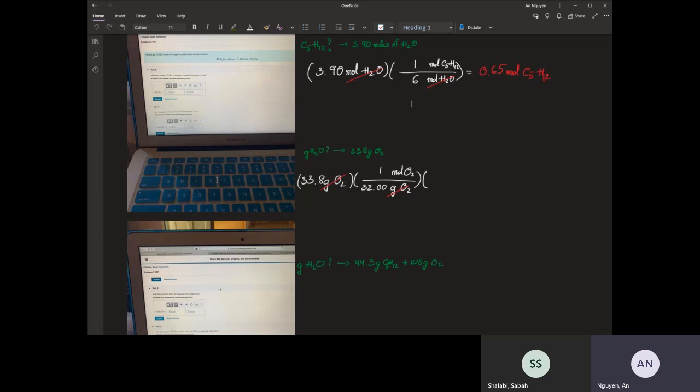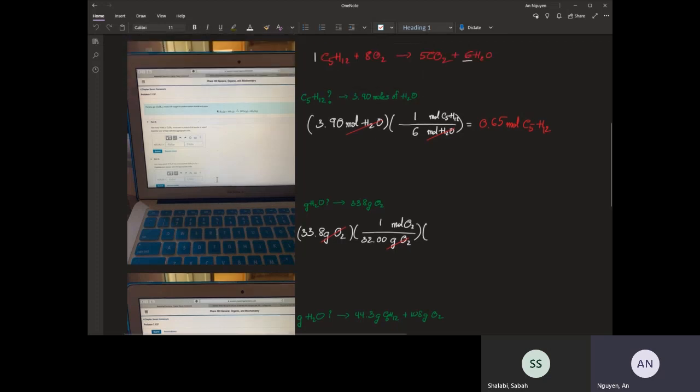So we just look at the balanced equation again. For every 8 moles of oxygen, that would produce 6 moles of water. Do you see it? 8 and 6. So from the balanced equation, 8 moles of oxygen over here correspond to 6 moles of H2O.